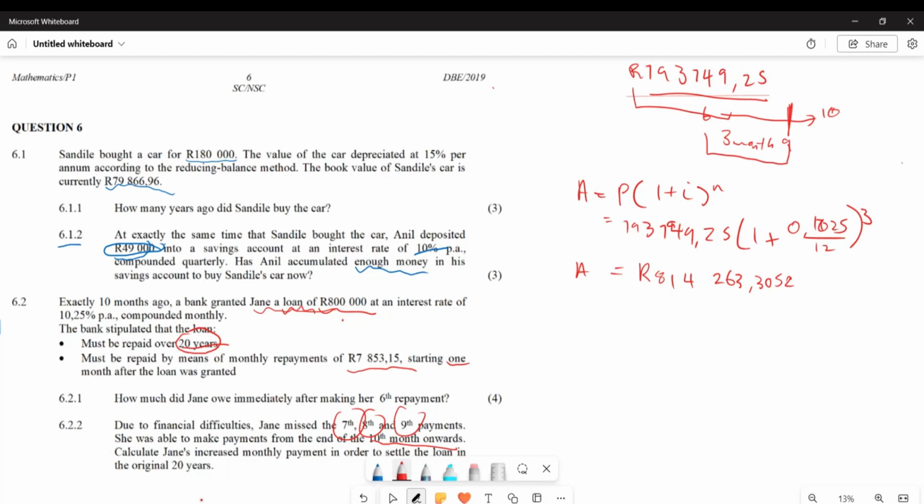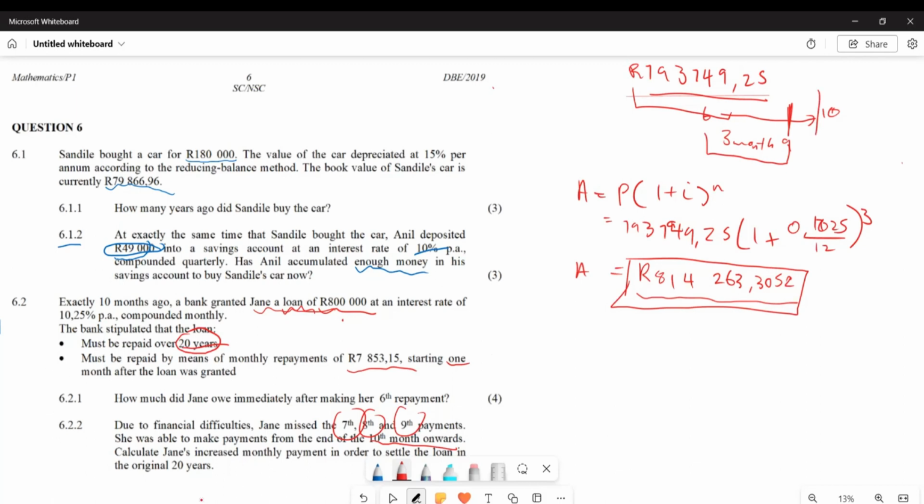So this is the amount of money that Jane will be owing after missing the three months altogether. Now if this is the amount that Jane is owing, we can calculate how much Jane's monthly repayment must be to settle this amount. But remember that she already paid for the first 6 months and only missed 3 months. She is starting from the 10th month.